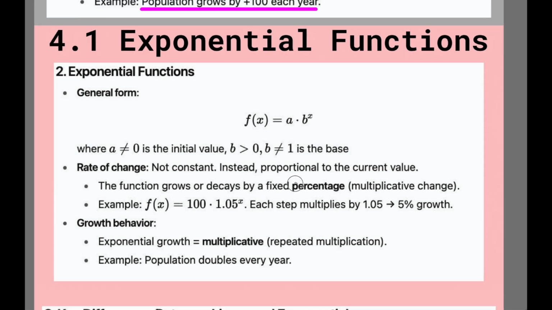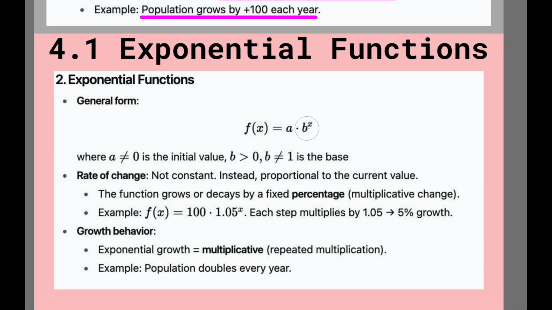Okay, exponential functions have a completely different form. In this case, the form is f of x equals a times b to the x power. It is important to note that a cannot be equal to 0, because if a was equal to 0, your f of x would just be equal to 0 the entire time. That's not exponentially doing anything, it's just a constant. So a cannot be equal to 0.